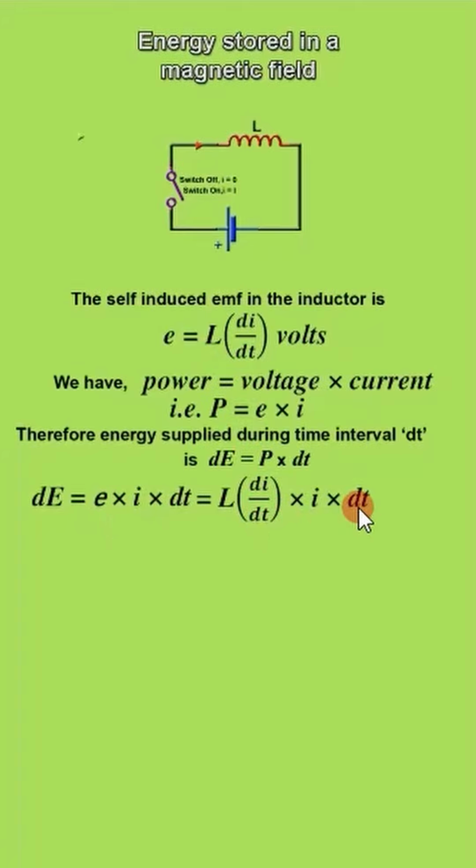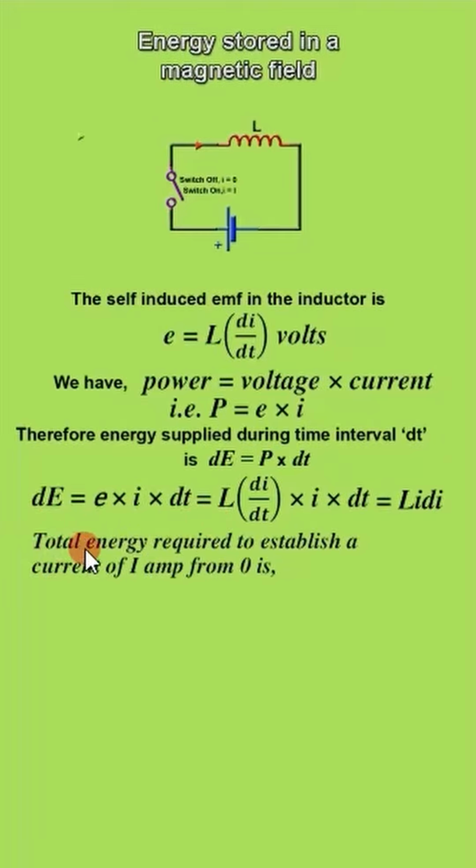But dt by dt is 1. So this equation becomes L into I into di. This energy is for a small interval of time dt. Therefore, total energy required to establish a current of I ampere from 0, we have to integrate this equation. That is E is equal to integral of 0 to I of dE. dE we found here is L into I di.